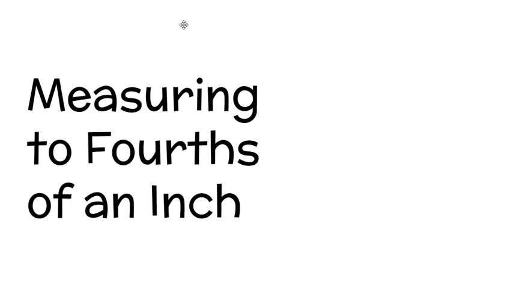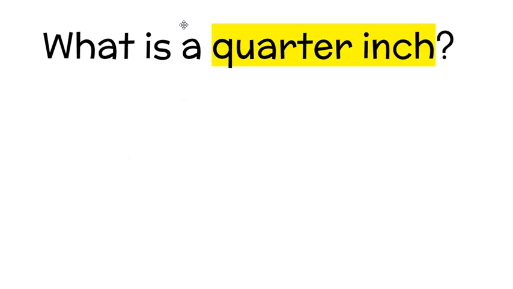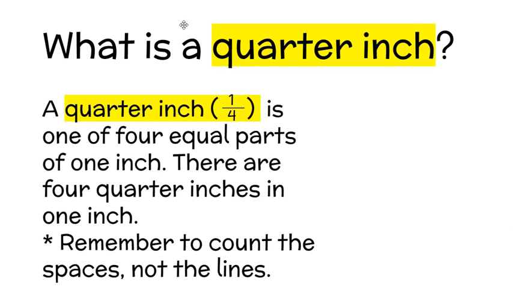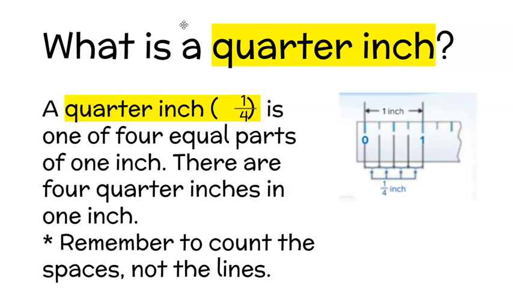Lastly, we're going to quickly talk about measuring to 1/4 of an inch. So what is a 1/4 of an inch? A 1/4 of an inch is one of 4 equal parts of 1 inch. There are 4 1/4 inches in 1 inch. Remember to count the spaces, not the lines.